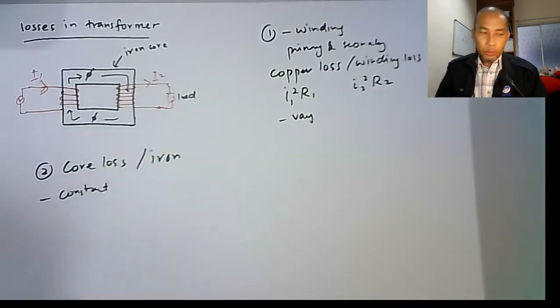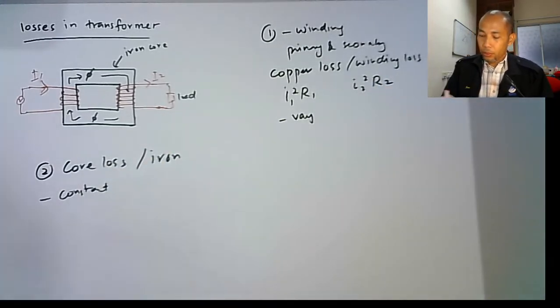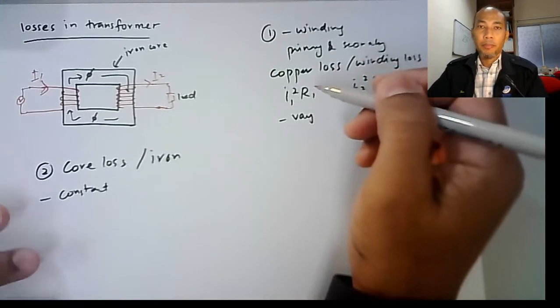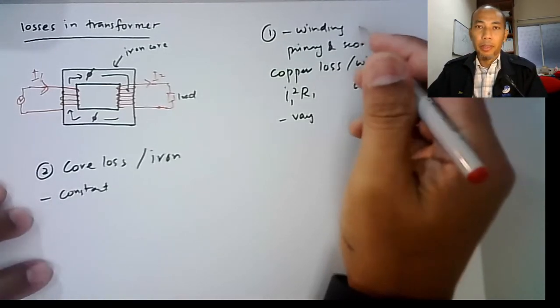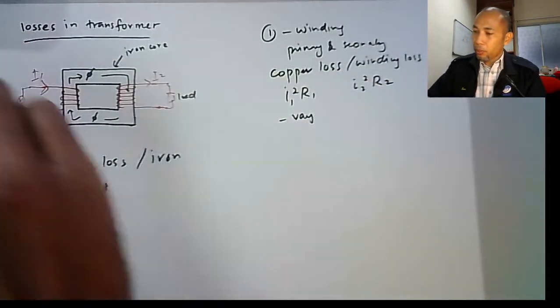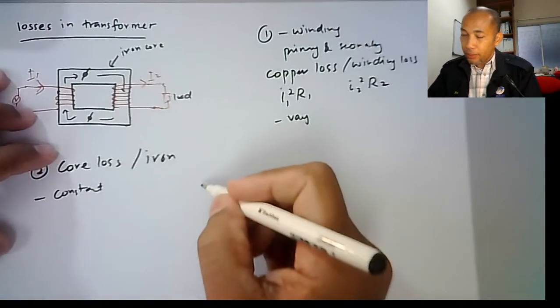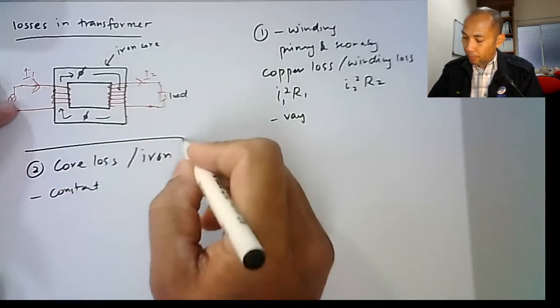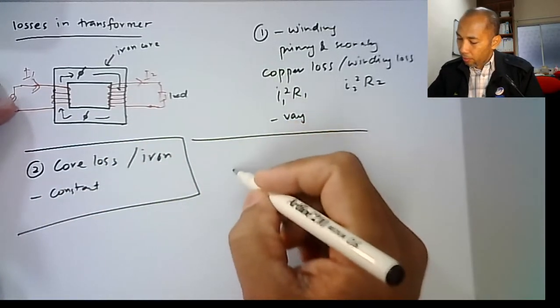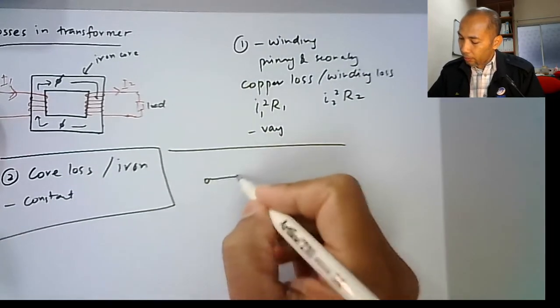Now in this video, I will explain about winding losses or copper losses only. For core losses, I will explain in the next video. Okay, we'll go back to our transformer equivalent circuit.